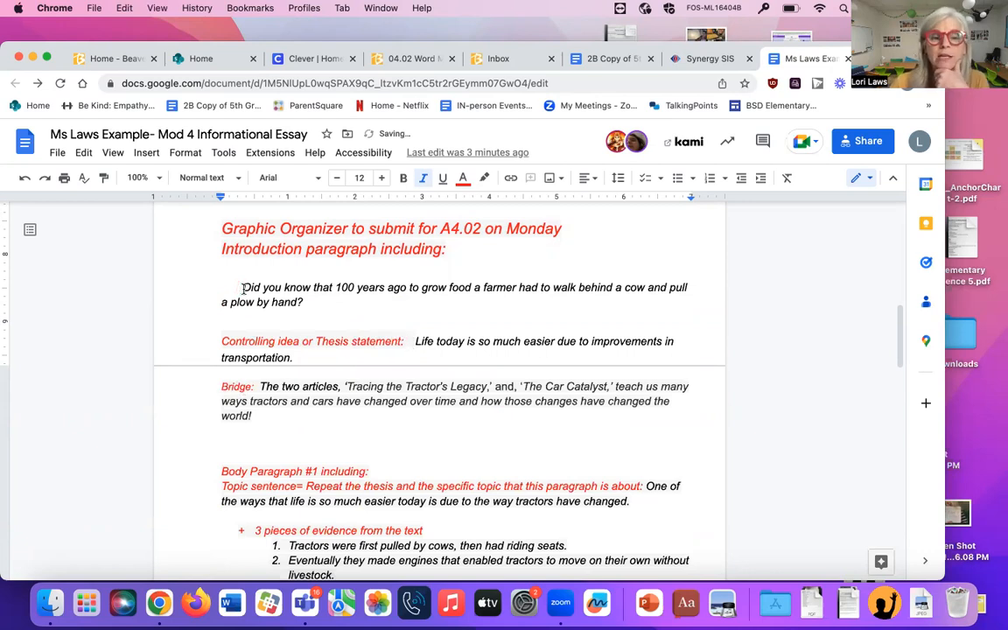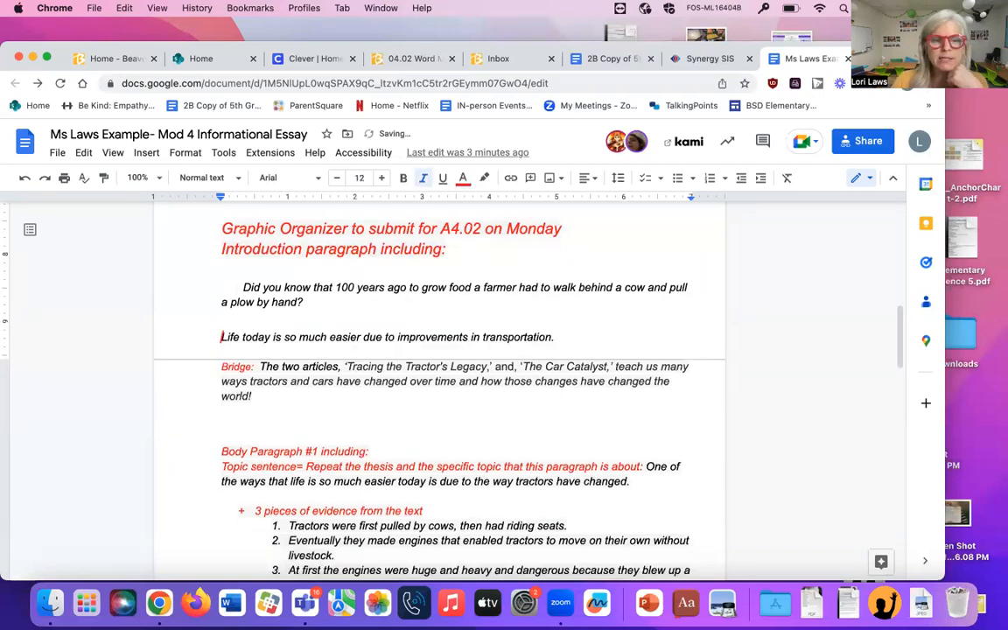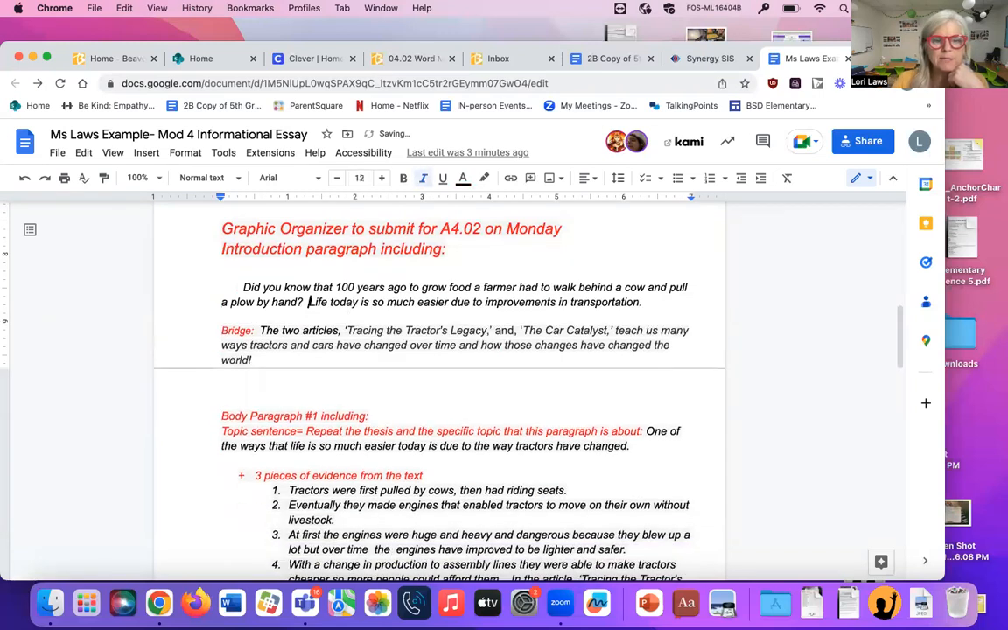So my hook is, did you know that 100 years ago to grow food, a farmer had to walk behind a cow and pull a plow by hand? Then I go to my controlling idea, and I'm just going to back it up till it's right next to that, like a paragraph. Life today is much easier due to improvements in transportation. That's my controlling idea. And finally, I need a bridge. I need a sentence that I can use to go from this introduction into the body.